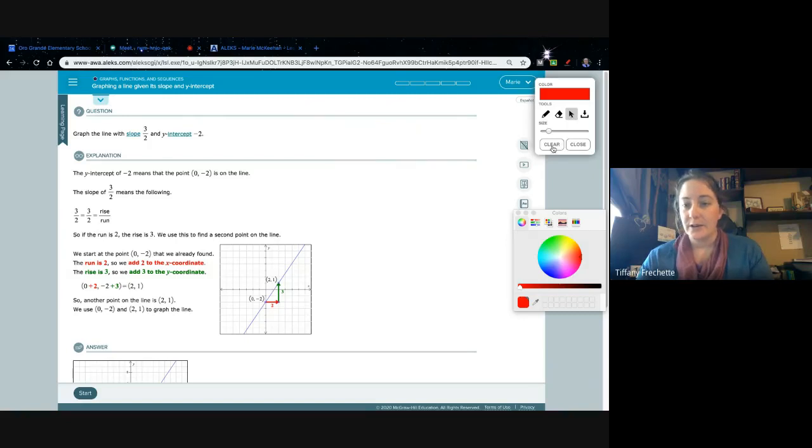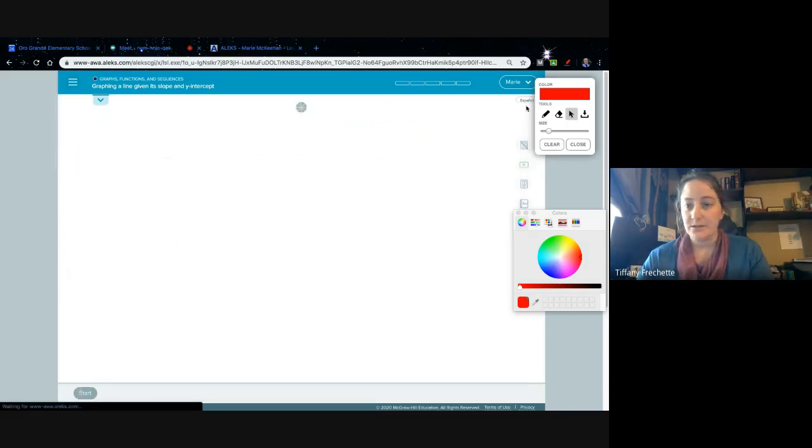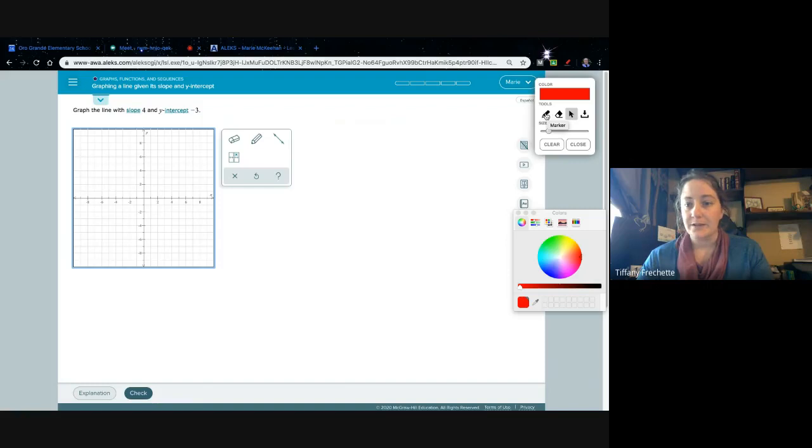All right, so I'm going to clear this and start. We're going to grab the pencil tool. Remember, y-intercept is where we start. So from the origin, I'm going to go to -3: 1, 2, 3. The y-intercept is always up or down. So when we start, we go straight up or straight down. I went down, and then from there, I'm going to do a slope of 4.